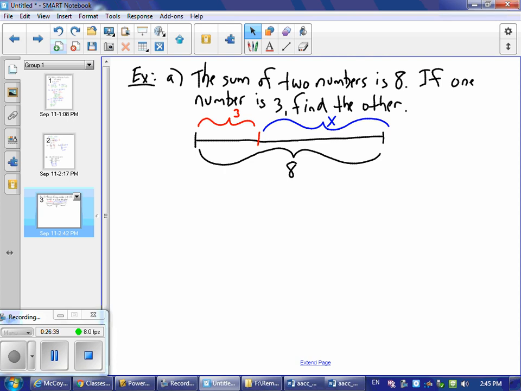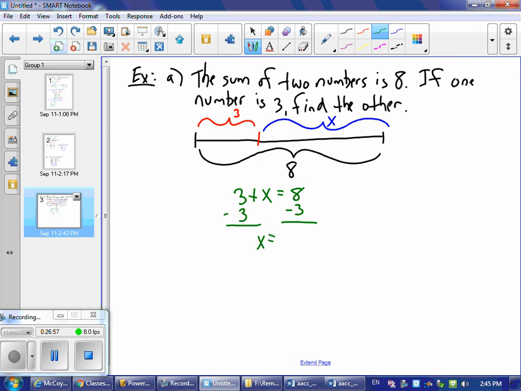So if I take 3 plus x, it has to equal 8. In order to solve that, I'm going to subtract 3 on both sides of the equal sign. And we'll get x on the left, 8 minus 3, is 5. Now intuitively, like I said, you probably could have figured that one out. But the concept behind this whole adding the two distances to sum up to something which is a larger whole is probably the more important piece.